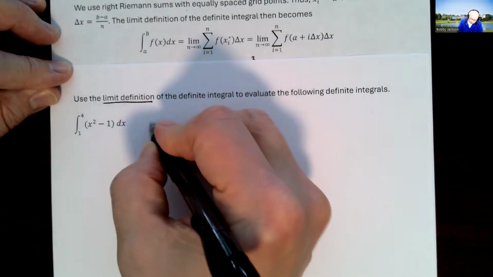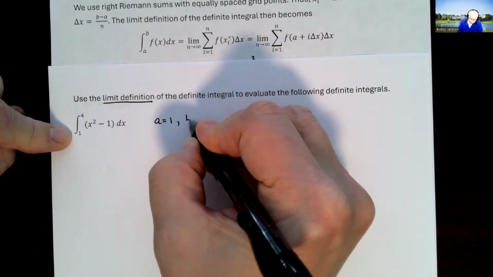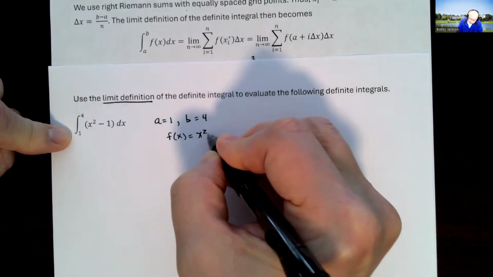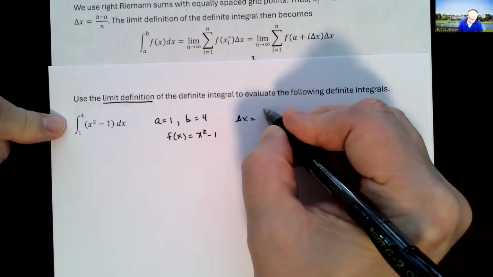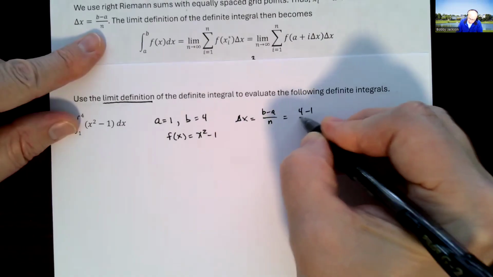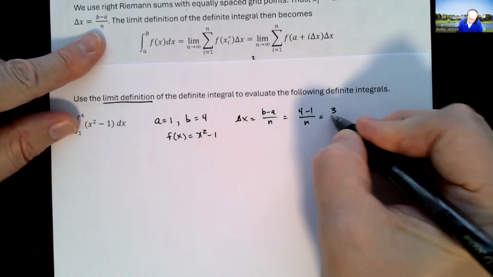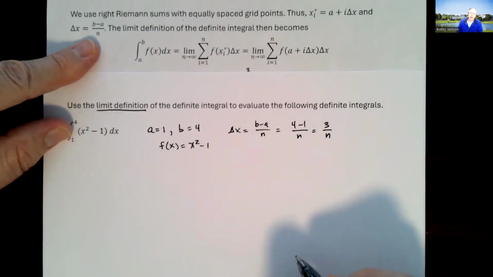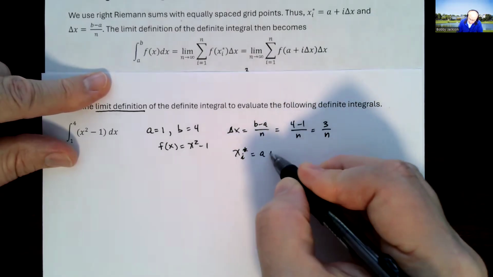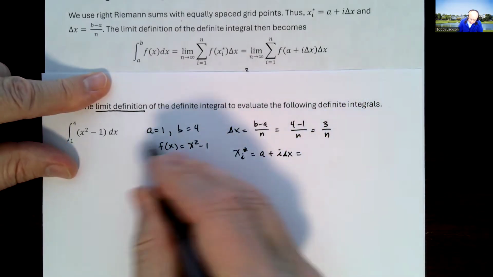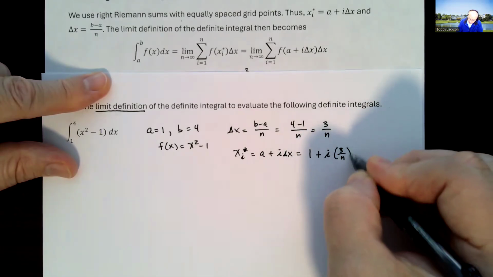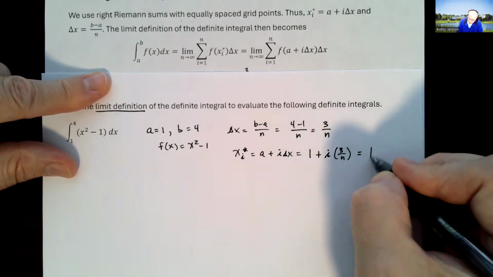We have the value of a, lower limit is 1, b is 4. The actual function that we're integrating, the integrand, is x squared minus 1. And what's our delta x? It's b minus a over n. b is 4, a is 1. I get 3 over n. That's my delta x. And then our x sub i star is a plus i times delta x. a again is 1. i times delta x we just found is 3 over n. So this becomes 3i over n.